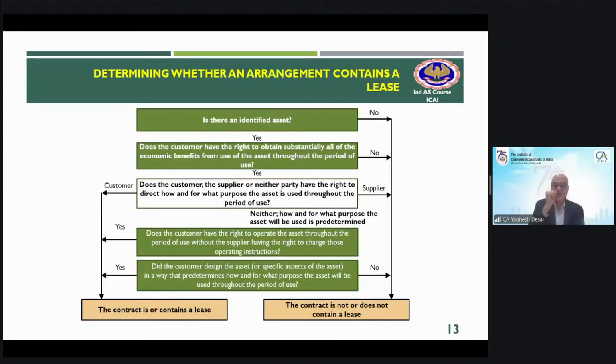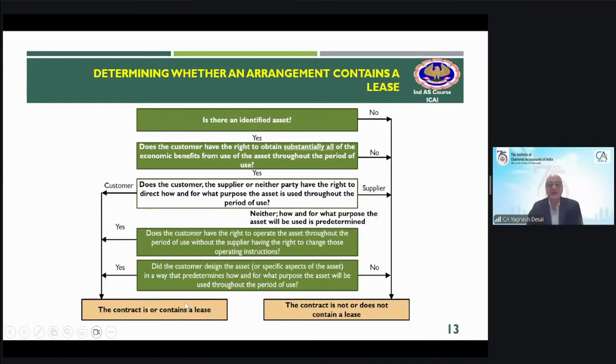This chart is adopted from the standard. There they are using the words customer and supplier. The supplier here is perceived as the lessor and the customer is perceived as the lessee. On perusal of this, you will see who has more relevant substantive rights. If the customer, that is the lessee, has the rights, then it is considered to be a lease.